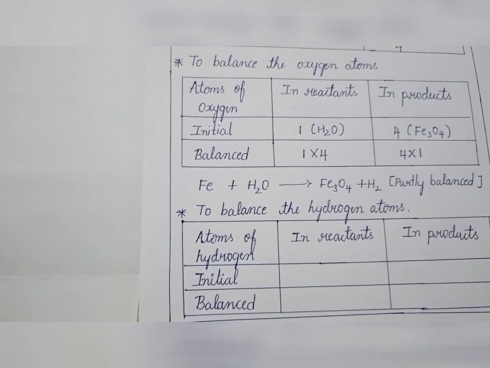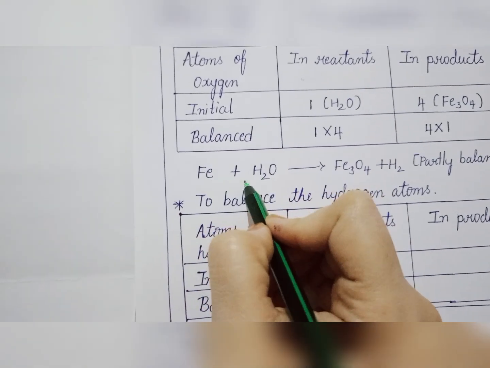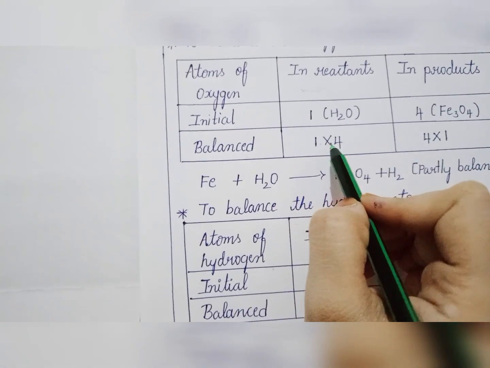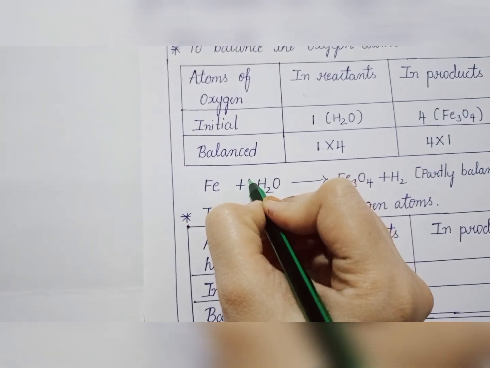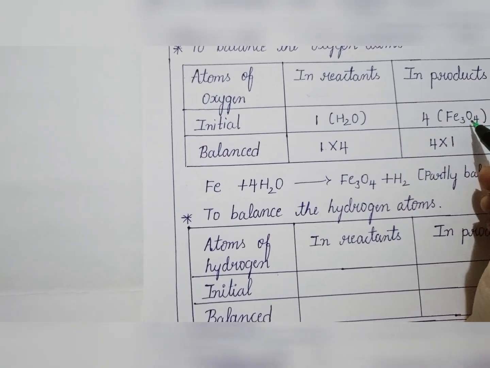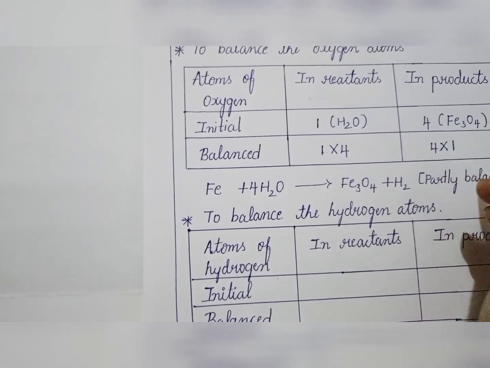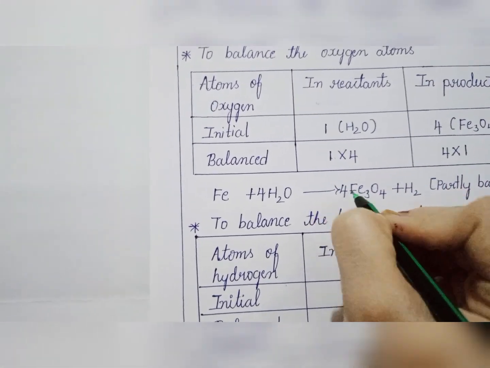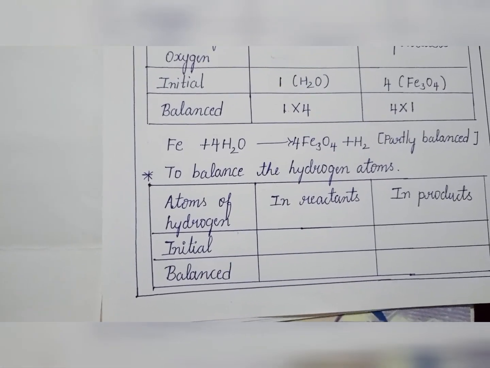Now the partly balanced equation becomes Fe plus, here in the reactant side, how many water molecules are present? 1 into 4 is 4, so here I am writing 4. Then in the product side, Fe3O4. How many Fe3O4 are present? 1. Here the equation is partly balanced.